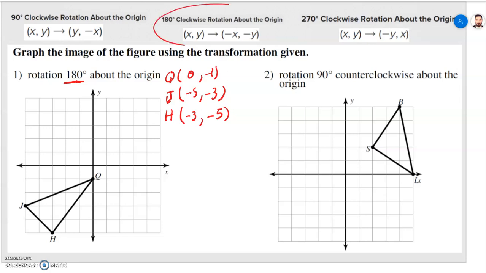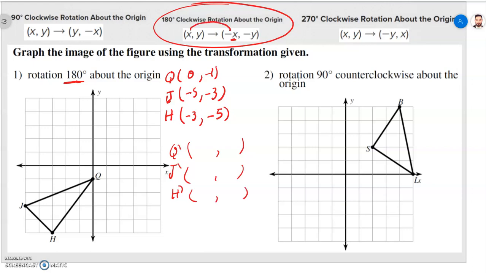180 about the origin. So I'm going to use this rule. I will write the same coordinates Q dash, J dash, and H dash. But I will reflect and write the opposite sign of X. So I will write X like this. I will repeat it. So Q dash, H dash, J dash, I will write negative in X and negative in Y.